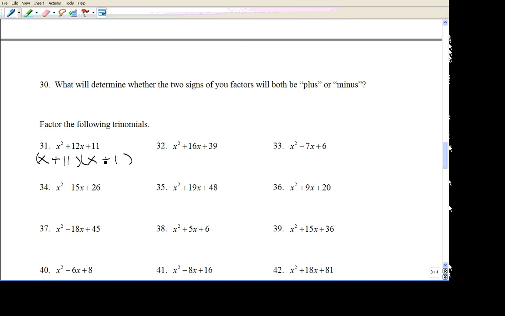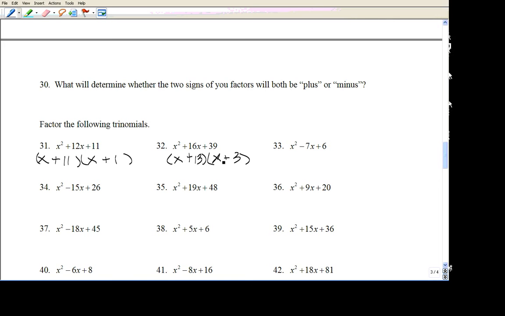Looking at number 32, here we have x squared plus 16x plus 39. What multiplies to 39 but adds to 16? Well, 39 is the same thing as 13 times 3, and 13 plus 3 is 16. So those are the factors. X plus 13, x plus 3 are the binomial factors for x squared plus 16x plus 39.